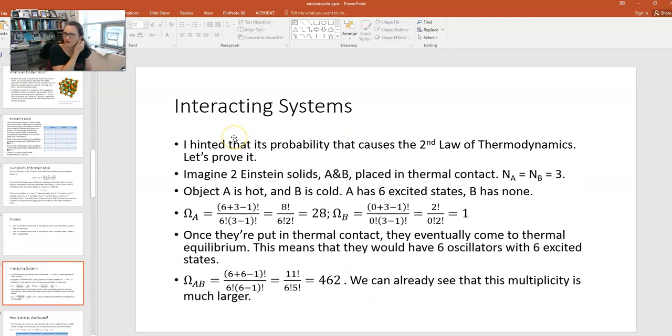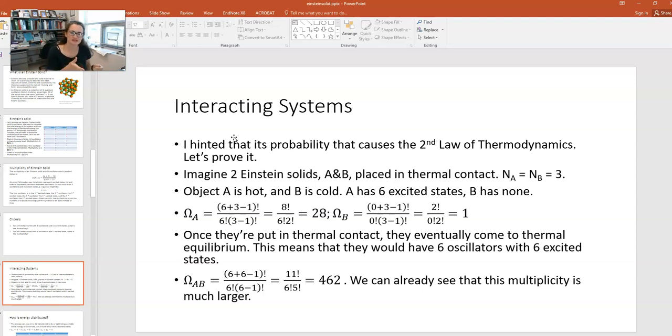Okay, now let's say that we don't just have one Einstein solid sitting there, because that's not very exciting, right? We want to describe thermodynamics, changing processes. So in order to have that happen, let's have two Einstein solids, and I'll call them A and B, and we're going to let those two solids interact with one another. So we're going to place those two solids in thermal contact. Now let's say that we have a number of oscillators that's equal for A and B. We'll stick with 3 right now, okay?